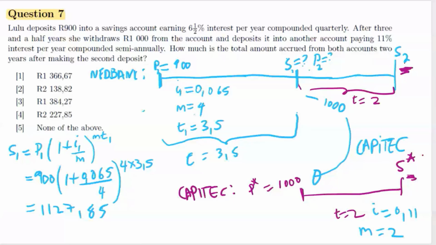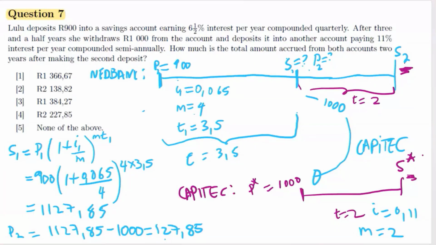Okay, but after this 3.5 years she wants to take out 1,000. So to get 1,000, that means from this accumulated amount of 1,127.85 she takes out 1,000. Okay, so now it means the amount that is going to be left there is going to be equal to 127.85.